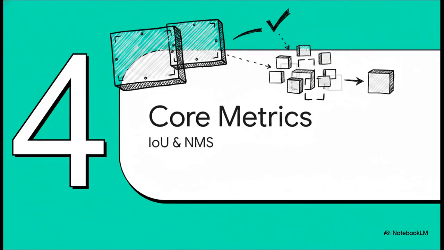Now, once we have all of these boxes being generated, we run into a new problem. How do we actually know if they're any good? And what do we do about duplicates? That brings us to Section 4, Core Metrics, specifically diving into IOU and NMS.